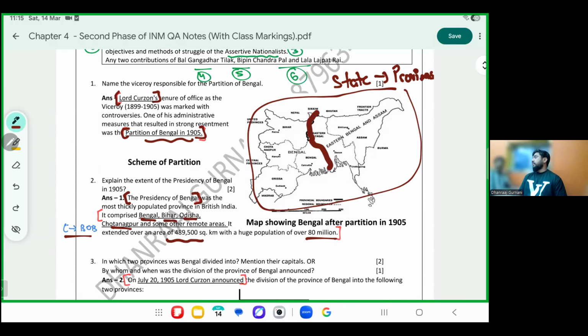Don't worry, figures they don't ask. This is just for your reference. In other words, it was a heavily populated province.